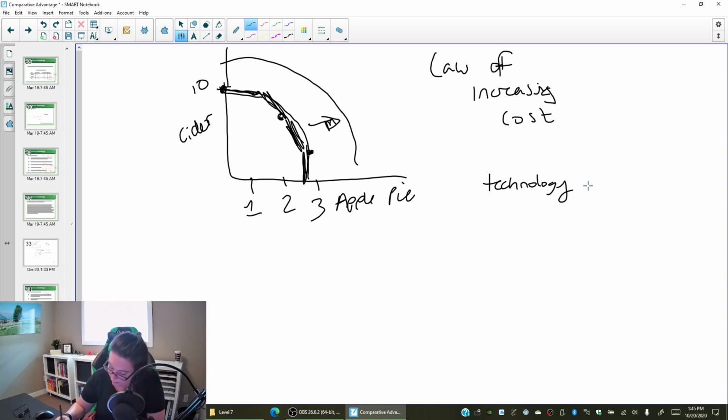Okay. Maybe we find ways to be more efficient, right? How we can get more for less. In our paper airplane demo, maybe we can pre-fold our planes so that it's much quicker to fold them, right? A process that is quicker. Or a machine, technology that allows us to be more efficient. Or what if we have more factors of production?